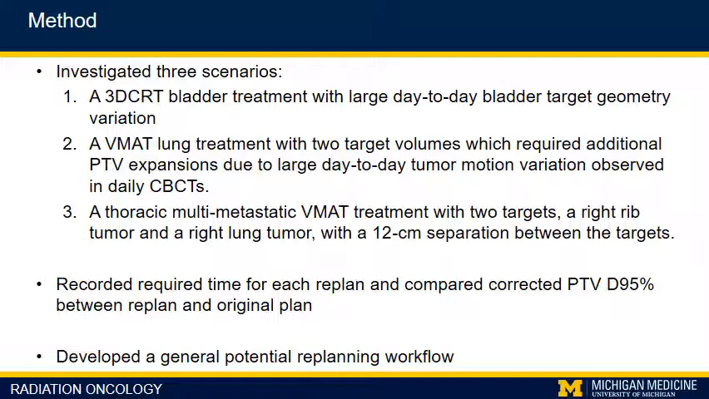The second was a two-target VMAT lung treatment, which showed more day-to-day setup variation than was assumed during the treatment planning process, which required an additional PTV expansion. The third case was a multimetastatic thoracic treatment with two targets, one in the right rib and the other in the right lung. The time required to replan each treatment was recorded.